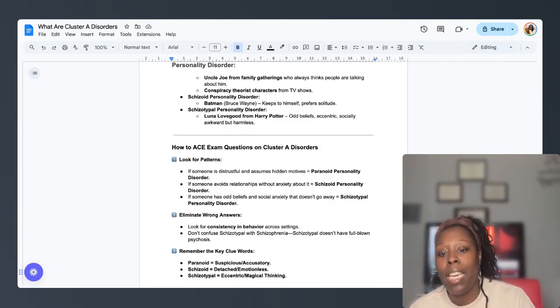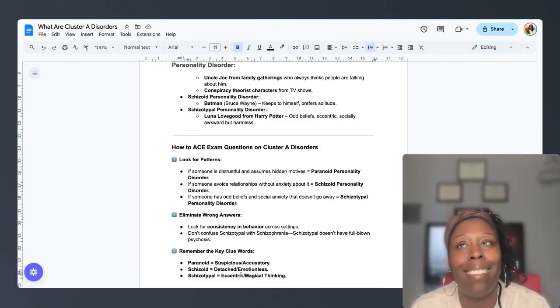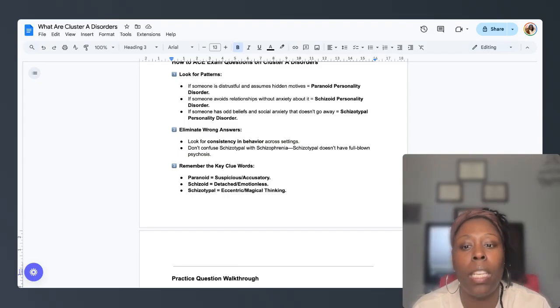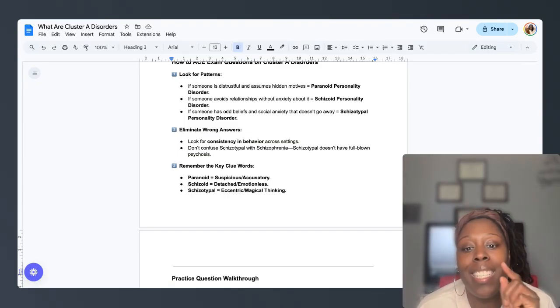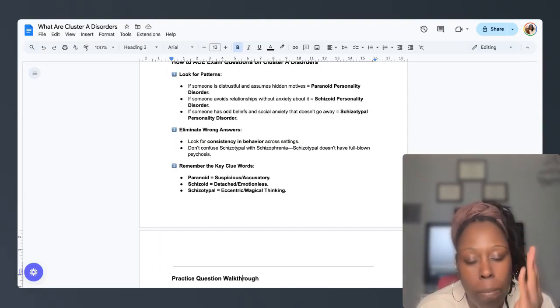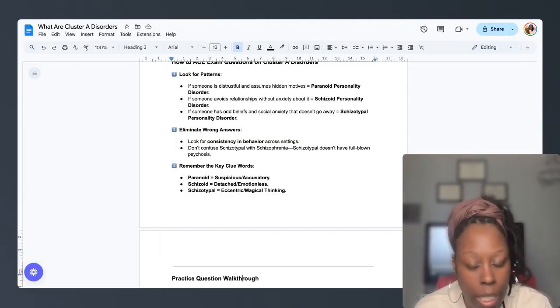And remember the key words. Paranoid, you got that suspiciousness. They're accusing people of things. Schizoid, they're kind of detached, emotionless. Schizotypal, eccentric, and magical thinking. That is the key. Magical thinking. You're going to see that magical thinking pop up in your studies.